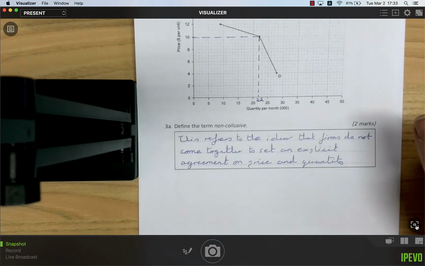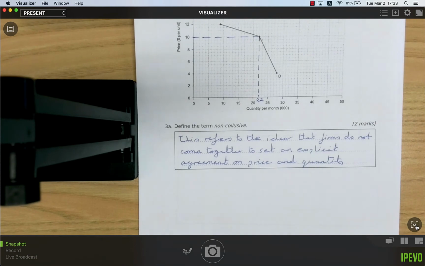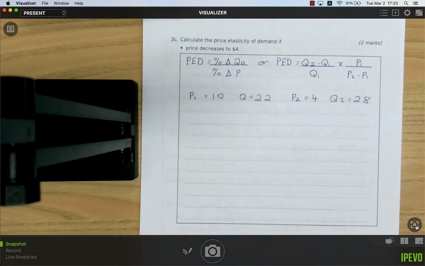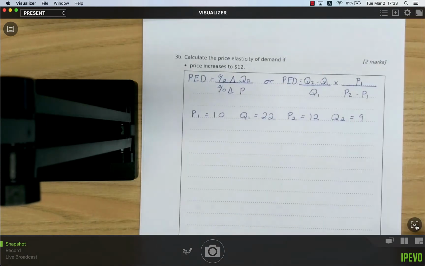Define the term non-collusive. So this refers to the idea that firms do not come together to set an explicit agreement on price or quantity, but they could have an implicit one. They could be like, I see that other competitor of mine is charging $10 a unit, I'm going to keep charging $10 a unit. I might be able to drop my price, but I'm not going to do it now because I'm afraid, through interdependence, of what my competitor will do. So that's what a non-collusive oligopolistic market structure is.